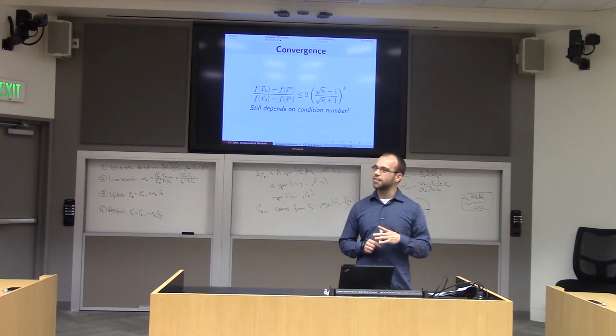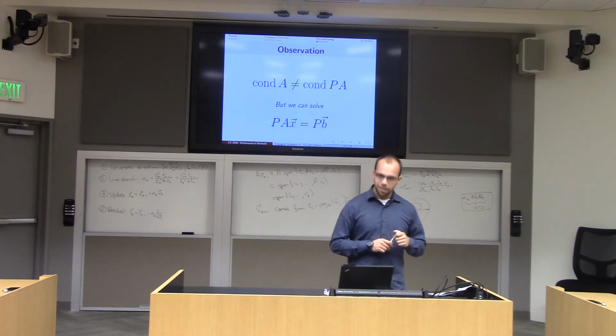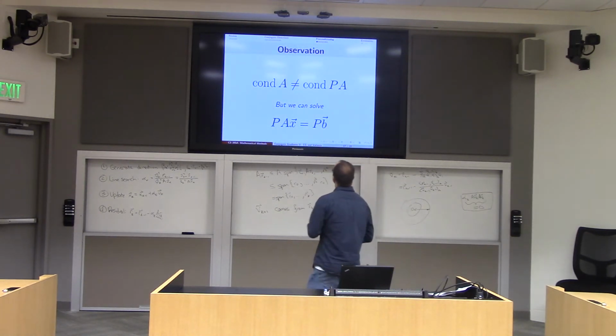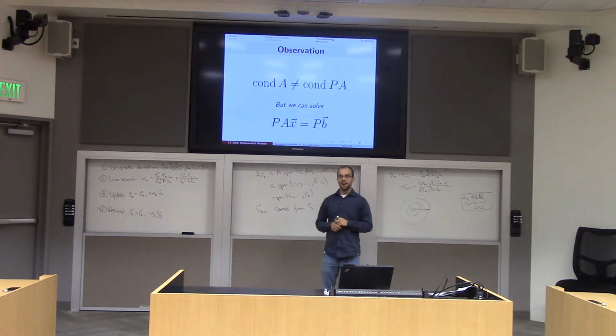So conjugate gradients is already a little bit faster, well, considerably faster than gradient descent, but we can actually do much better. And this is so surprising and so cool. Here's the observation. The condition number of a matrix A and the condition number of some matrix P times that matrix A, those are not the same condition number. Yeah? In particular, let's say that I took P to be equal to A inverse.